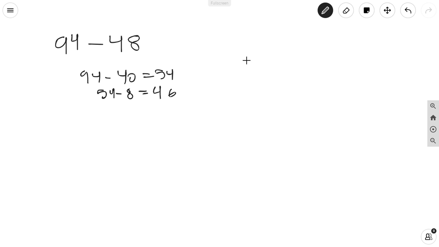Or we could also do, you see this number here? We could round this up to the next higher tens place. So for example, we could round 48 up to 50 and just do 94 minus 50. And you see 50 is a lot easier to work with than 48. So 94 minus 50 would give us 44. Then we just add our 2 to give us 46. Since we added 2 here to get to 50, we're going to need to add 2 to our answer as well.